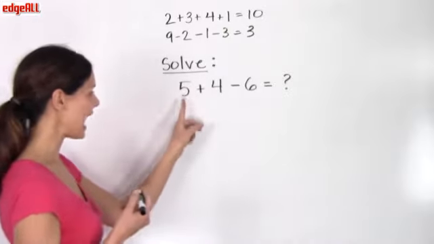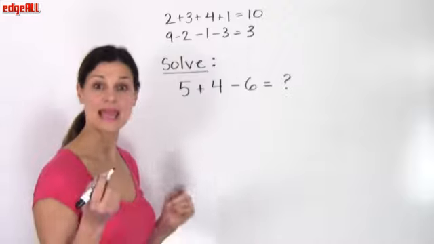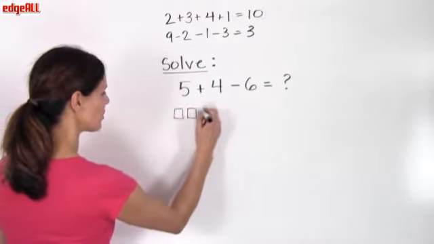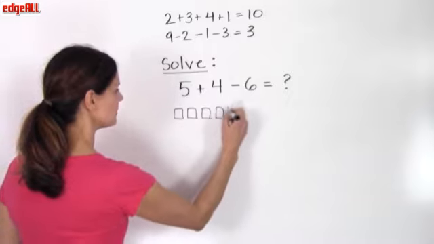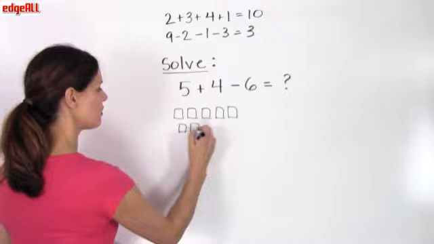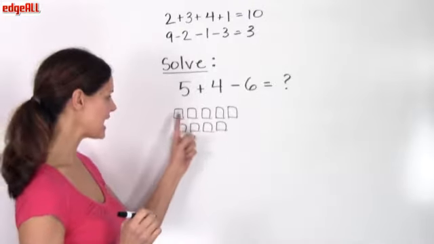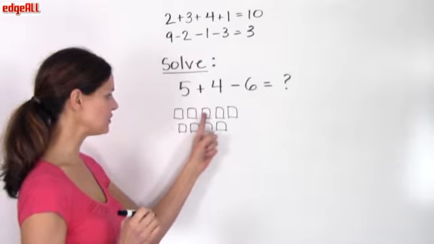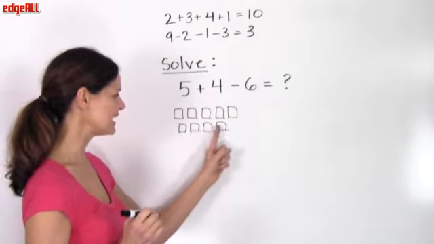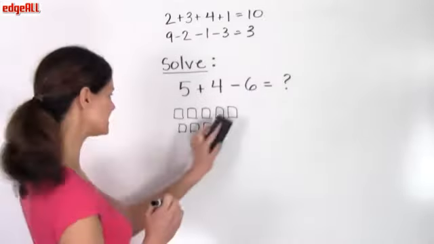So we can add 5 plus 4 together either by counting objects. So if I had 5 squares, so I've got 1, 2, 3, 4, 5 plus 4 more. I could add those two together and see how many I have. 1, 2, 3, 4, 5, 6, 7, 8, 9. So 5 plus 4 equals 9.